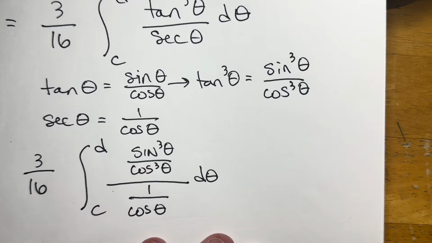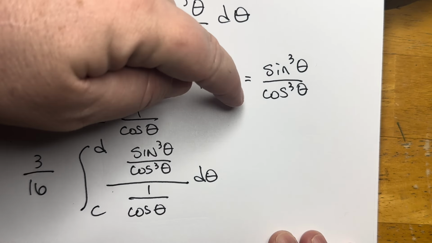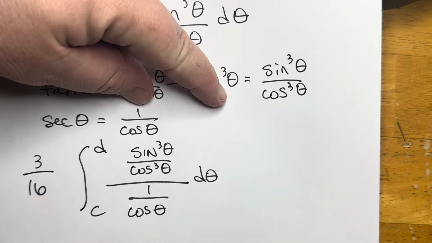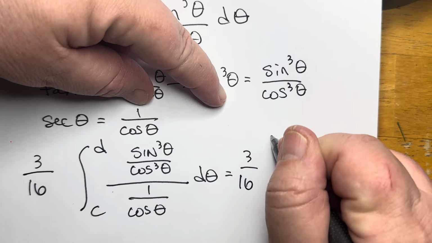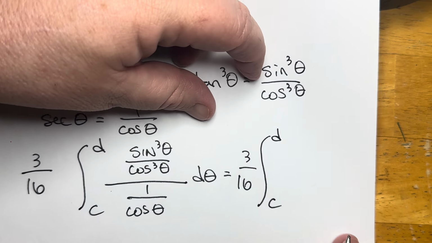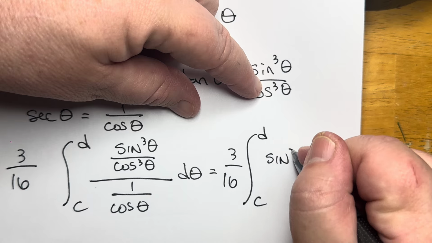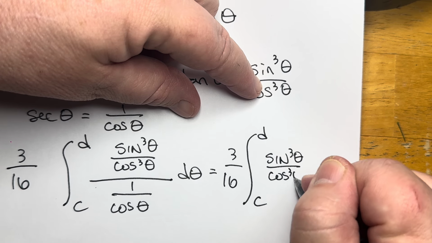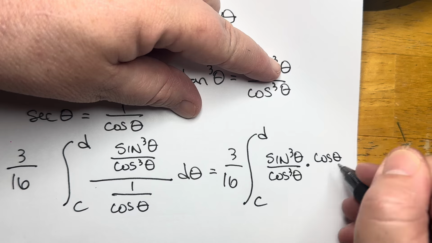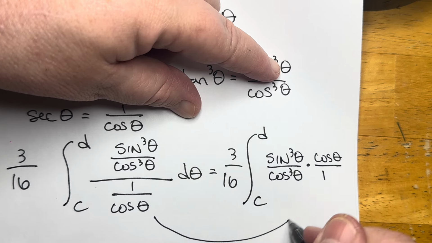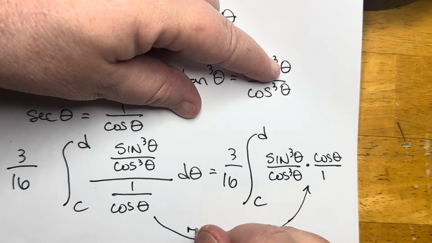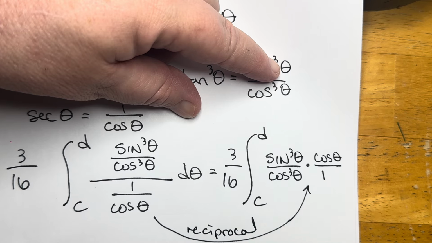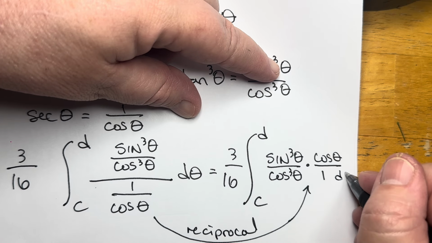Now remember, what happens here is this: when you divide by 1 over, you actually multiply. So this is going to be 3/16. Let me see if I can get this all in here so we can save a little paper. I've got sine cubed theta all over cosine cubed theta times cosine of theta over 1. So you take the reciprocal. And then, of course, there's a d theta in there. Woohoo. Okay, that's page 3.